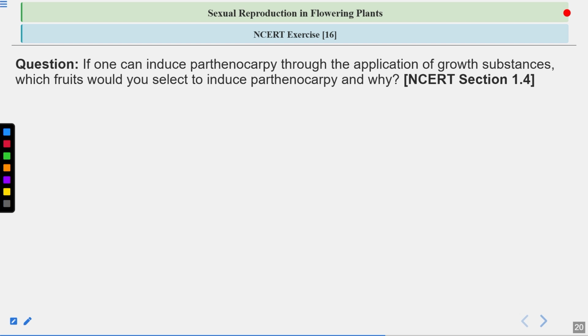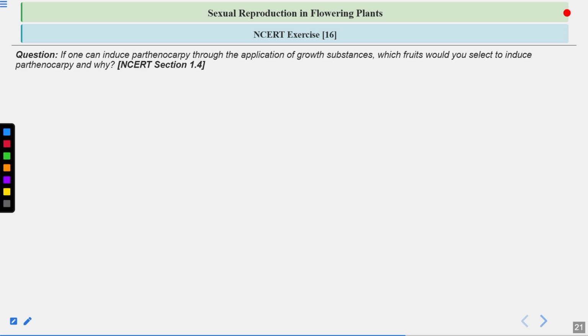Okay, now I'm taking this question which is on the screen. If one can induce parthenocarpy through the application of growth substances, which fruit would you select to induce parthenocarpy and why? This question is coming from NCERT section 1.4. So let us take this question.